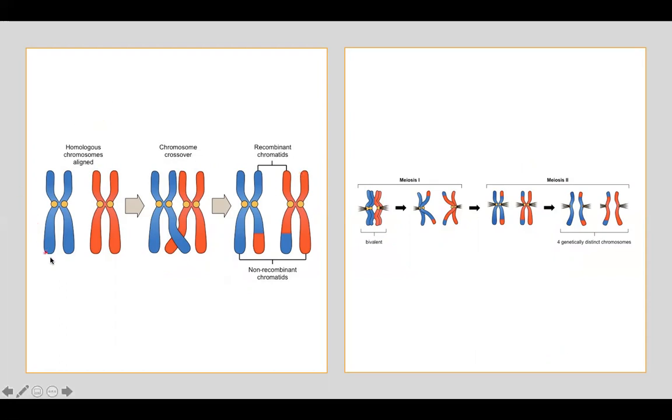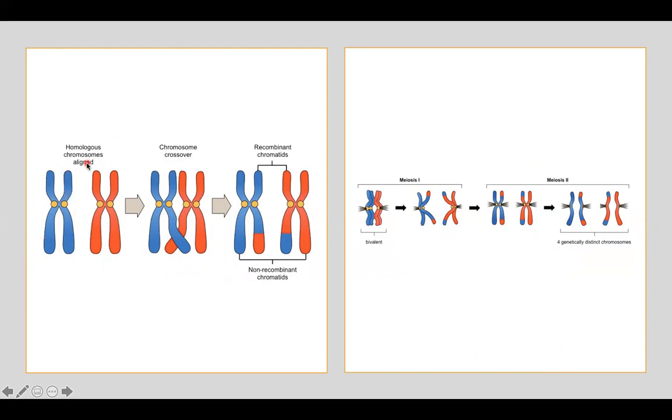So if these are our homologous chromosomes, remember, homologous chromosomes are a chromosome pair. One of them is maternal, one of them is paternal. Here they are replicated. We know that they are replicated because each chromosome is made of 2 chromatids. So 2 chromatids make 1 chromosome, okay?